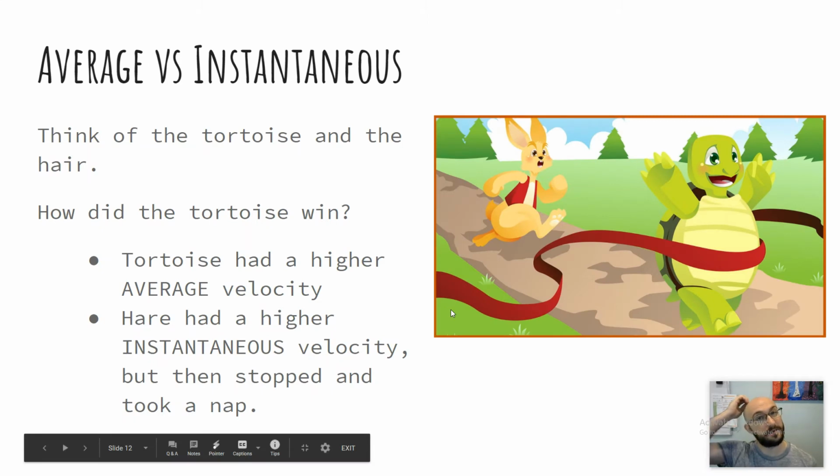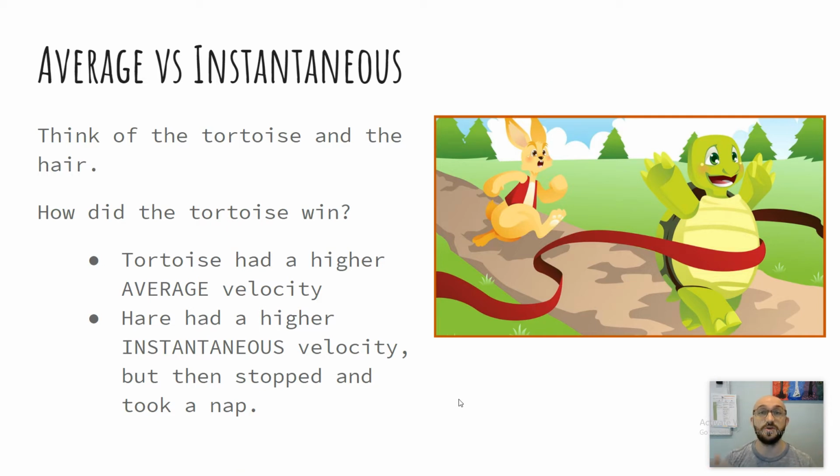All right, now if we're going to compare them, let's talk about the tortoise and the hare. How the heck did the tortoise win? Well, according to the story, it's because the hare was going so fast that he got cocky, took a nap. While he was sleeping, the tortoise passed him by. So the tortoise had a higher average velocity, even though his instantaneous velocity was usually much lower than that of the hare. But since the hare was going so fast and then not moving at all, the hare's average velocity ends up being quite low, even though his instantaneous velocity was quite high.